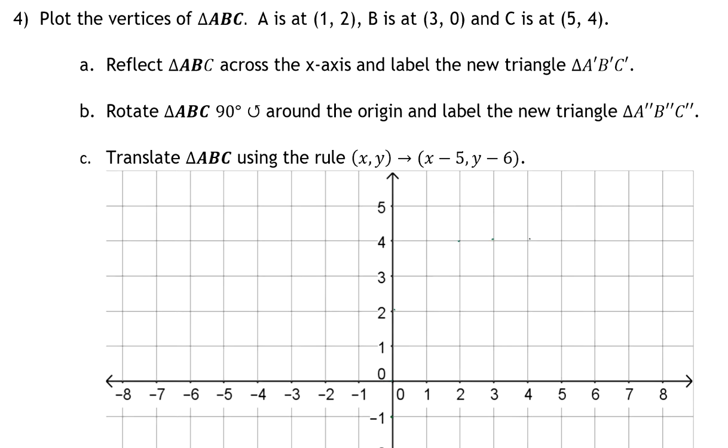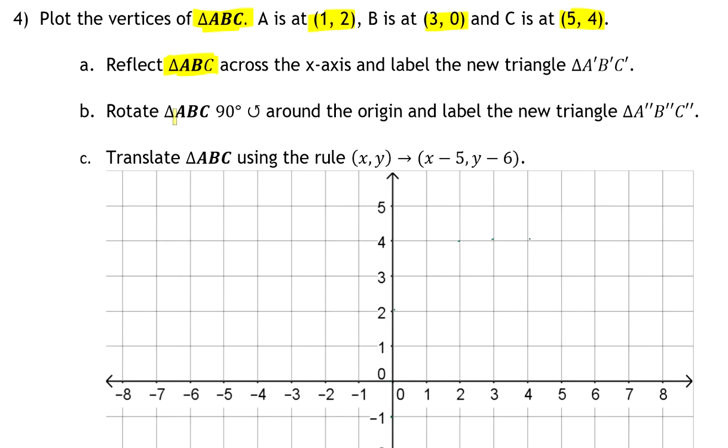Before we jump fully into problem 4, it's probably a good idea to just take a moment and look at what's going on here. Our textbook has done this two different ways, and this is definitely one of the two ways. We're asked to start with a triangle ABC, and they give us its vertices. They tell us where A, B, and C are, so we know their coordinates. And then it says take that triangle and do something with it.